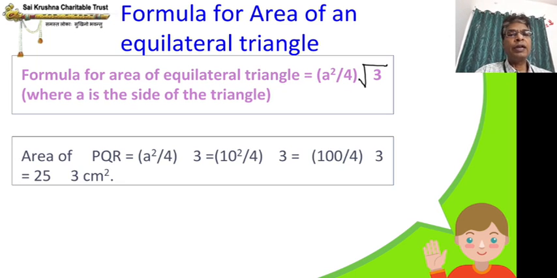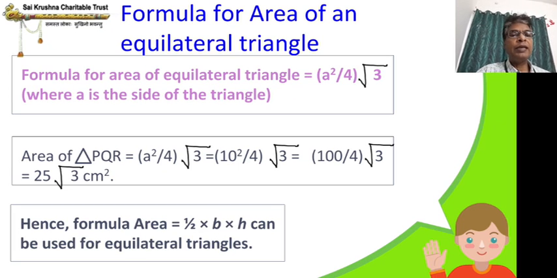Therefore, here I am using the formula with the values we have been given. Triangle PQR, a square by 4 root 3, a is 10, 100. It's all very simple calculation. The answer is 25 root 3 centimeter square. So hence the formula area equal to half into B into H can be used for equilateral triangles. We will move to the next page.